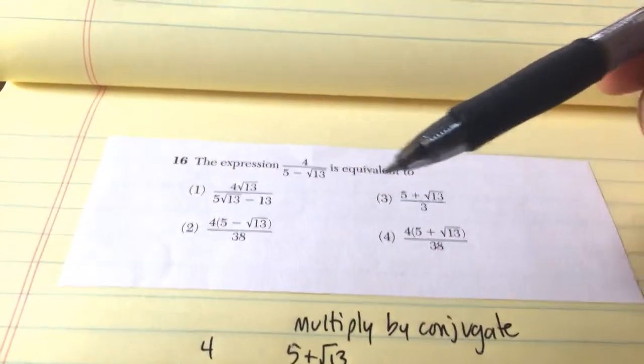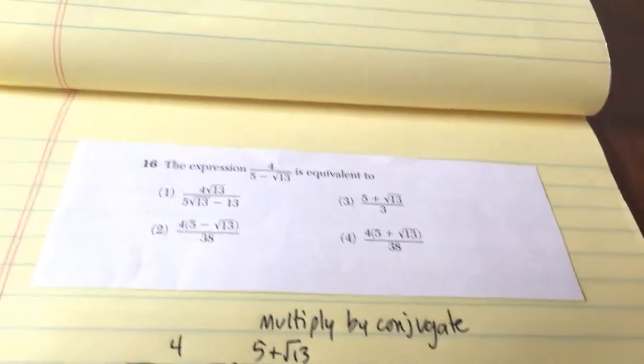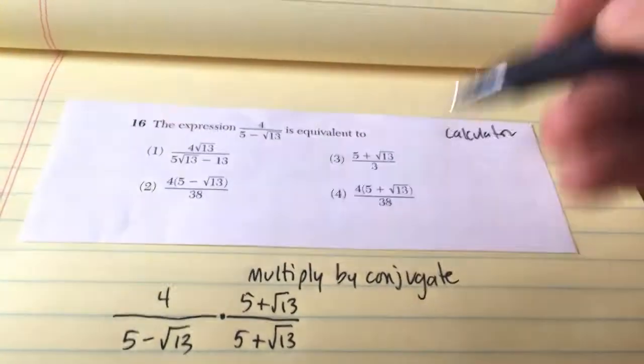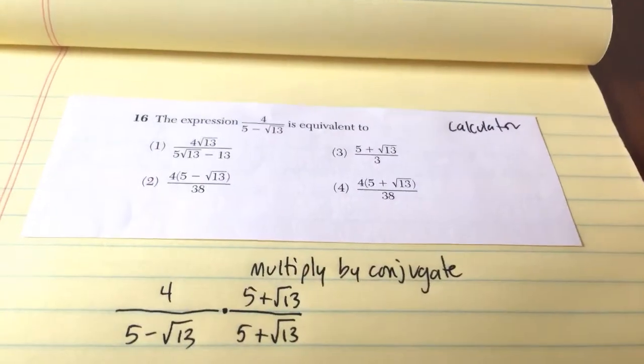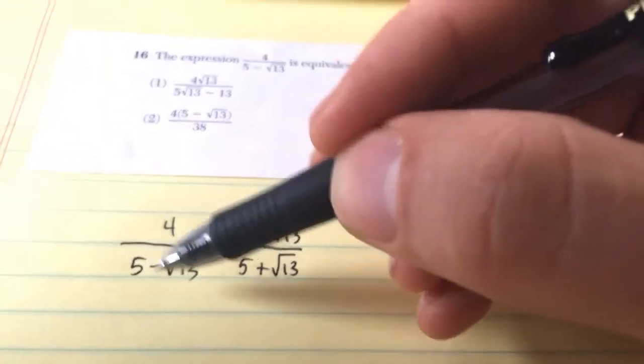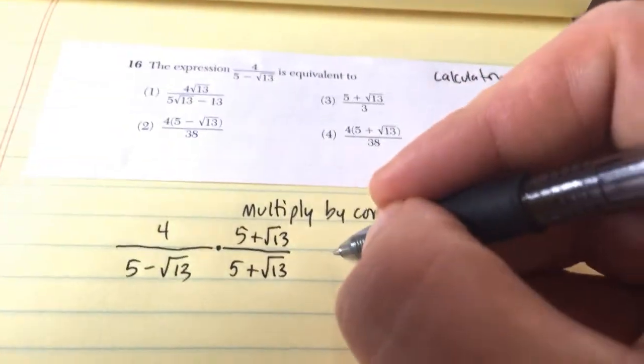The expression 4 over 5 minus square root of 13 is equivalent to which? I would use your calculator. I would plug all of these in and see which one equals that one if this were a multiple choice test. But the following is that I have to multiply the bottom by the conjugate, because in doing so, you're rationalizing, and you could FOIL.